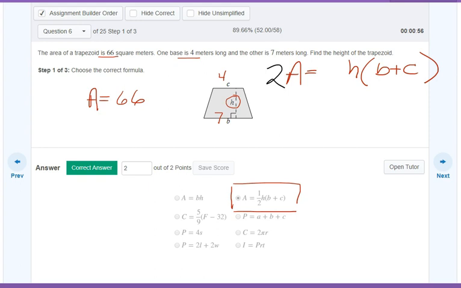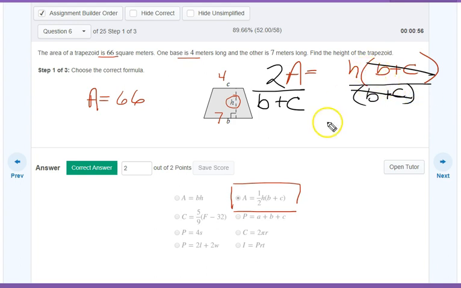So how do I solve now for h? Well, once again, it's h times this. This is a factor, so we can divide out factors. Divide by b plus c. So now these cancel out. And that's what they want you to write: h equals 2a over b plus c. Now we'll erase this part here because now we're going to substitute.